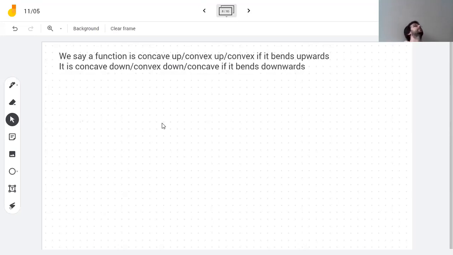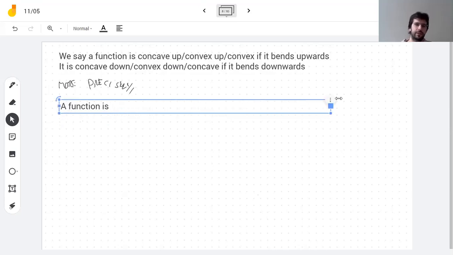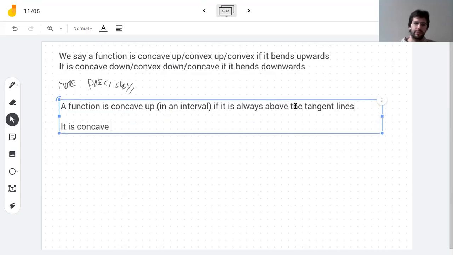So this is bending upwards. We have an intuitive understanding of what that means, but I would like to have a more precise way of saying it so we can all agree. So a function is concave up in an interval if it is always above the tangent line. It is concave down if it is below.